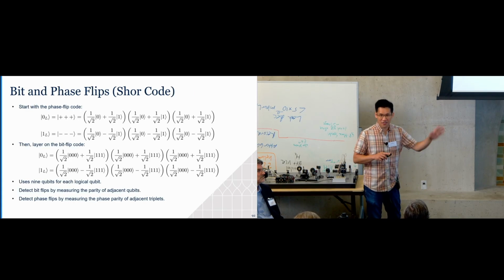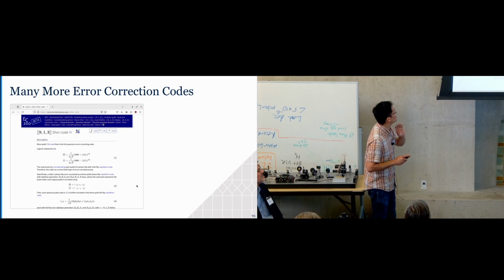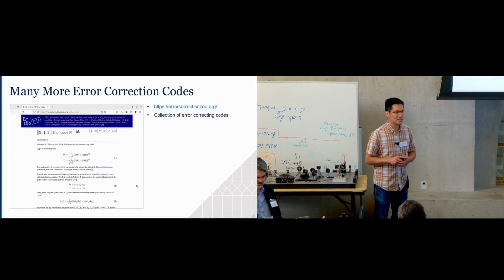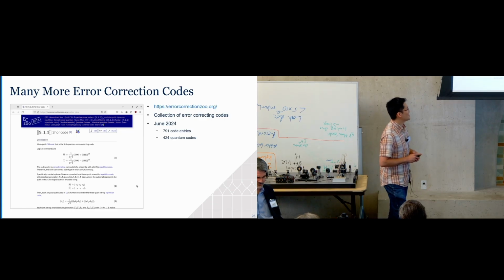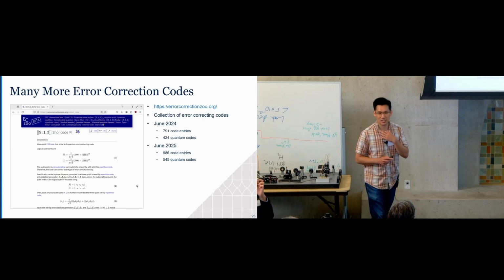All right, so this was the first quantum error correcting code that Peter Shor came up with. But there's actually many, many more. There's a whole zoo of them. You can go to this website, errorcorrectionzoo.org, which is a collection of error correcting codes, both classical and quantum. Last year, when I gave this intro, there were 791 code entries. 424 of them were quantum. As of this morning, there's now almost 200 more codes, and a little over 100 of them are new quantum codes. And so this is a huge field.